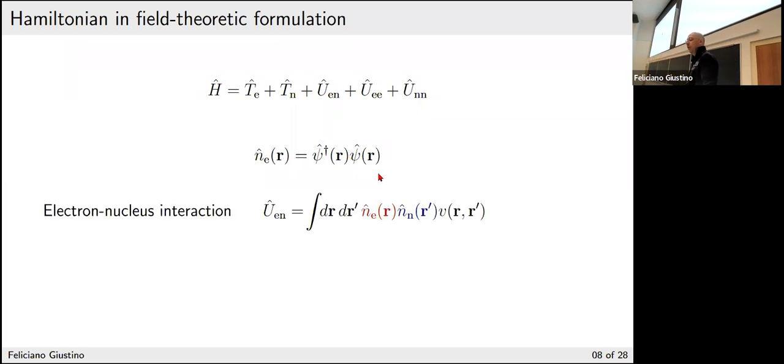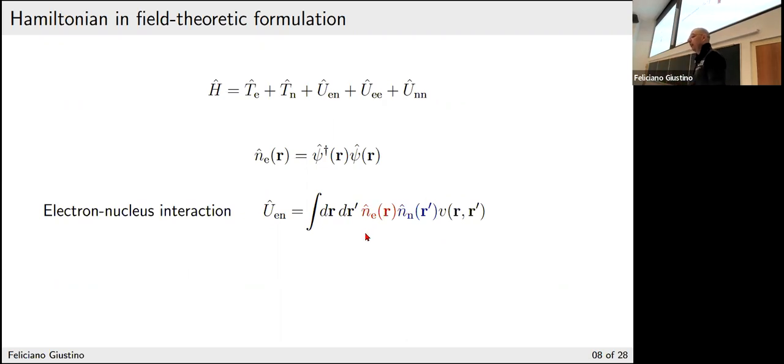So with these definitions, the electron-nucleus interaction is very simply an electrostatic term. This is Coulomb between 2 points, R and R prime. R is the point where I take the electron density, and R prime is the point where I take the nuclear density. This is the same that you would find in the first course on electrostatics that you take as an undergrad. The only difference is that these are not just real numbers; these are actually operators.